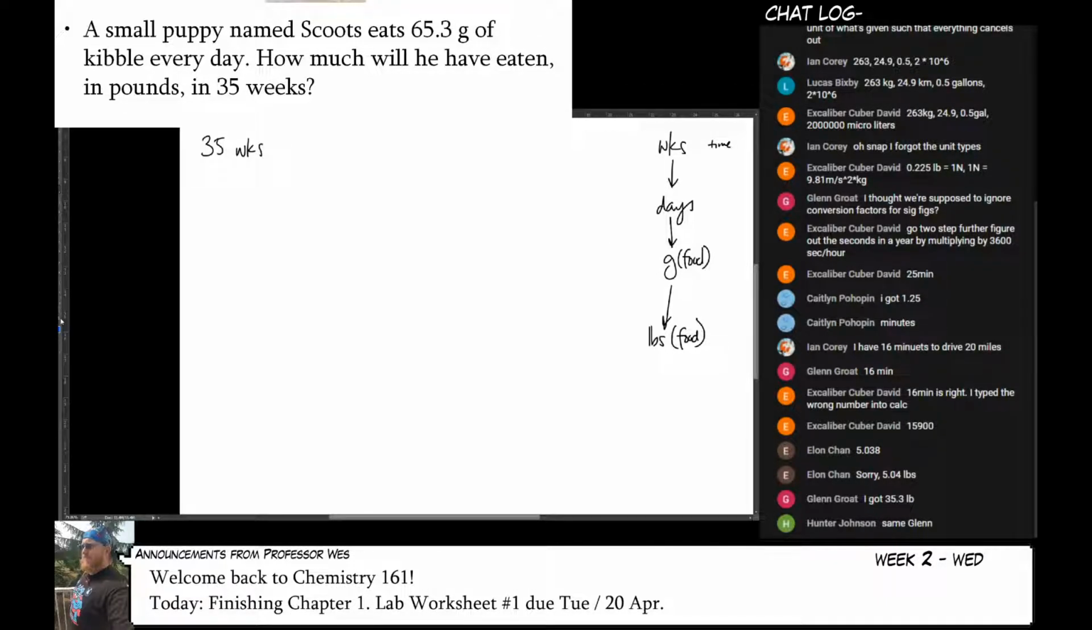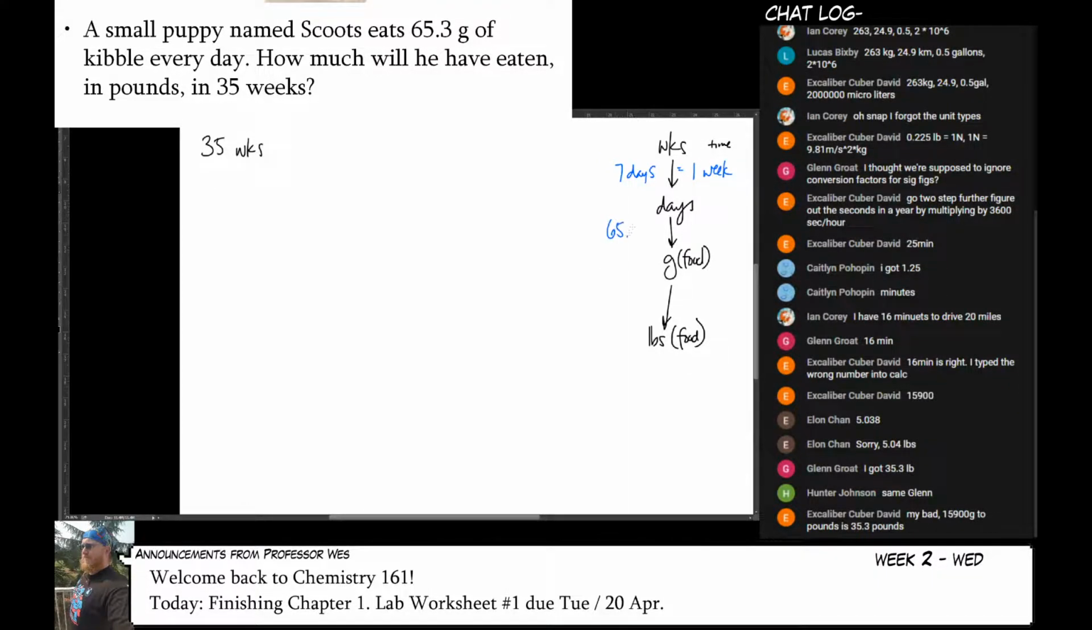All right, so now let's start writing out some conversions here. So there are 7 days in 1 week. And then he eats 65.3 grams in a day. And then how many grams are there per pound? So I think it's 453.6 grams is a pound. I'm doing that from memory, so.